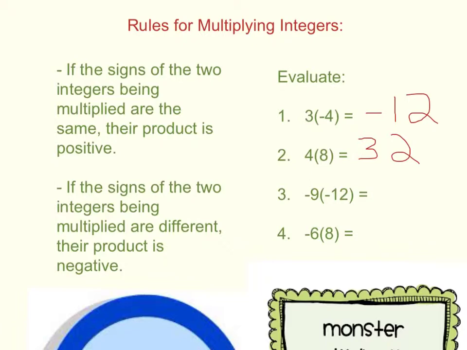For the third example, both signs are negative, which means our answer will be positive. Negative 9 times negative 12 is positive 108. Negative 6 times 8 is our fourth example. The signs are different, which means our answer will be negative. Negative 6 times 8 is negative 48.